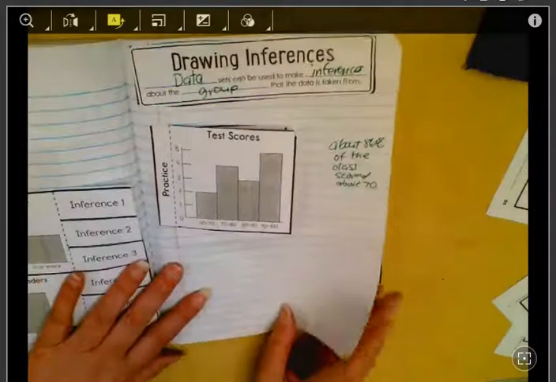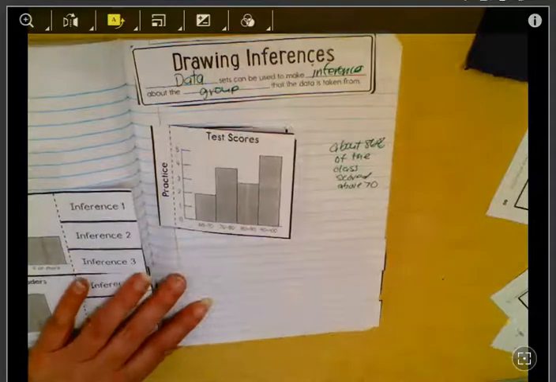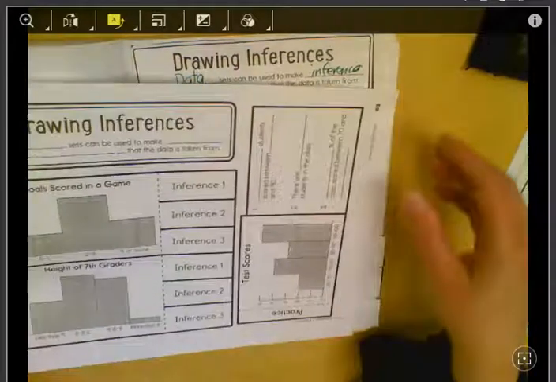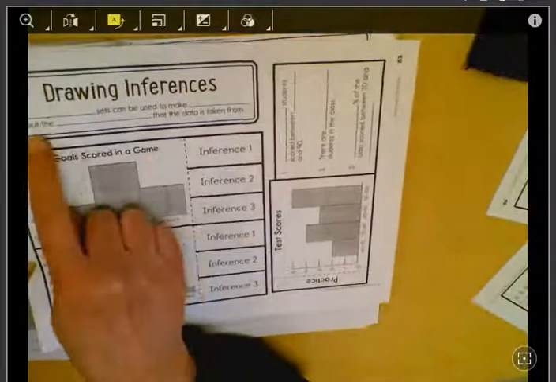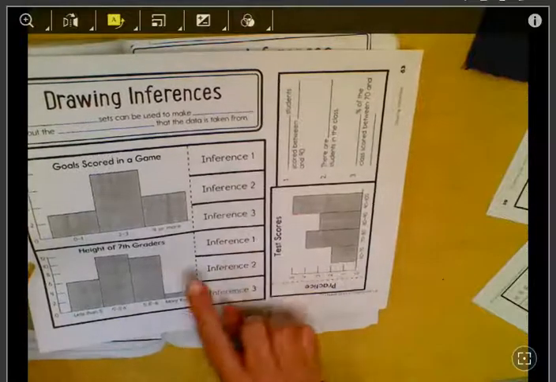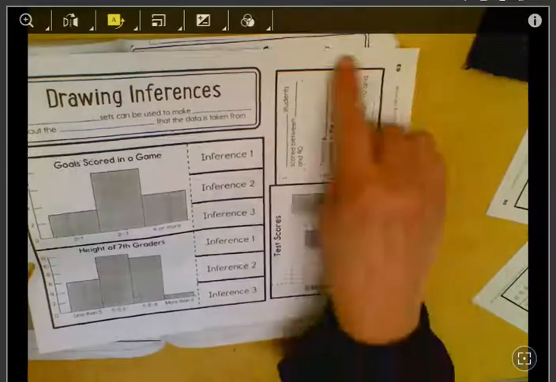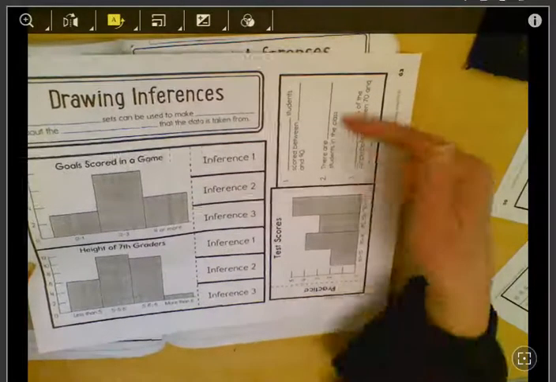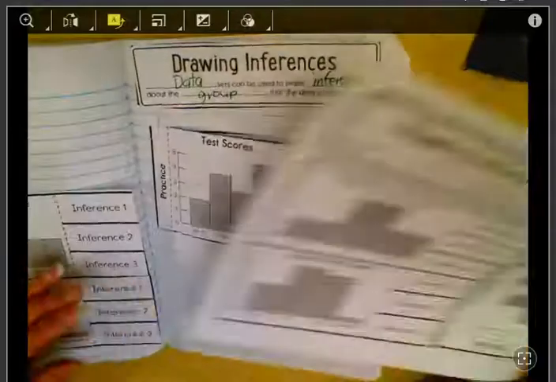Over here then, we're going to do drawing inferences, and this is what your original page looks like. So you're going to actually cut this out for your title, cut this out as a group, and then all these will flip up. Cut this out and this out, but this has to flip up because this slides underneath. You'll see what I mean in just a moment.